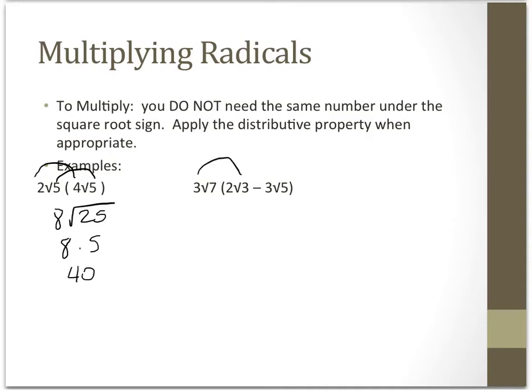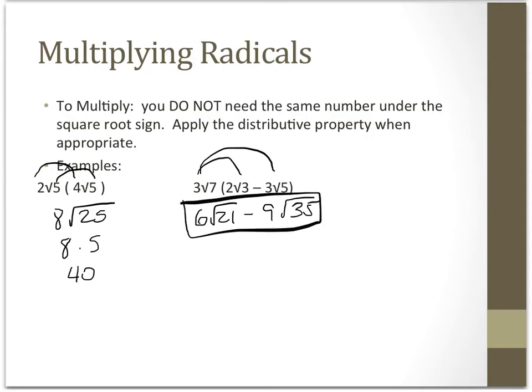Here we're going to have 3 square root of 7 times 2 square root of 3, and 3 square root of 7 times 3 square root of 5. So that gives me 6 square root of 21 minus 9 square root of 35. And we know that 7 times 3 is 21. There are no pairs there, so we can't break down square root of 21 anymore. And 35 is 7 times 5. Those are both prime, and no pairs there. So our final answer for this is just 6 square root of 21 minus 9 square root of 35.